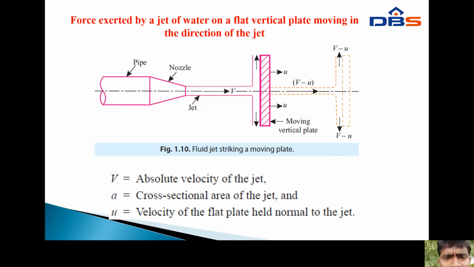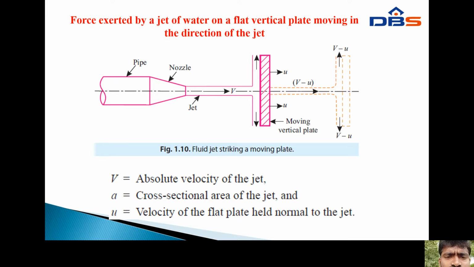Next, the force exerted by the jet of water on a flat vertical plate moving in the direction of the jet, as shown in figure. Last class, I explained fixed plates. The plate is fixed, and the jet is striking on the fixed plate. In this class, the force exerted by a jet of water on a flat vertical plate moving in the direction of the jet. The plate is moving some distance, by using a jet that strikes on a vertical plate, as shown in figure.